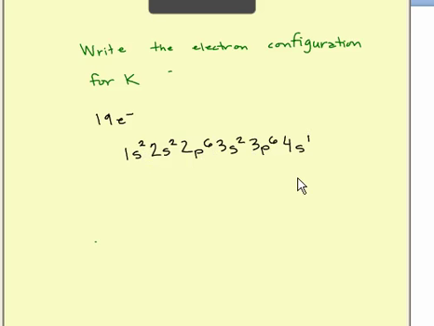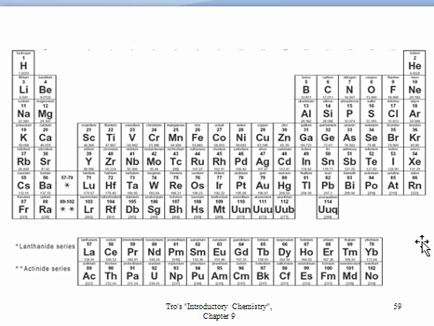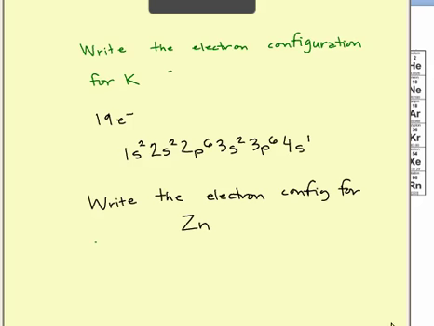So why don't you try and do one on your own? How about if you write the electron configuration? Let's see. How about zinc? So pause the slide and see if you can get it. So the first thing you want to do is check your periodic table to see how many electrons zinc has. Here's zinc. It has an atomic number of 30, so the atom has 30 electrons.